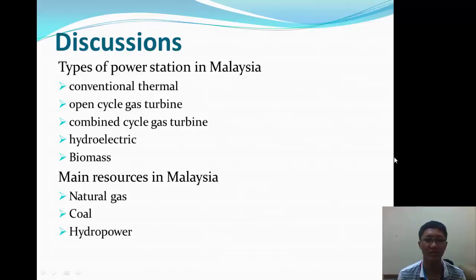Now I'm going to continue the discussion part of our presentation. For your information, there are 5 types of power station in Malaysia, which are conventional thermal, open cycle gas turbine, combined cycle gas turbine, hydroelectric, and biomass. And the main resources in Malaysia consist of 3, which are natural gas, coal, and hydropower.